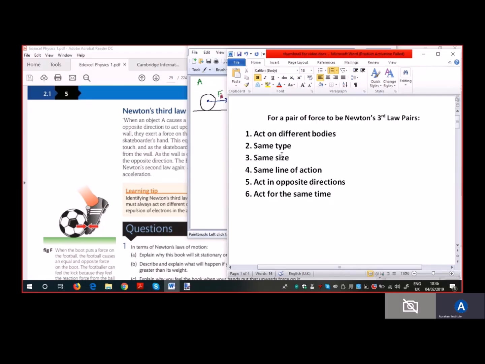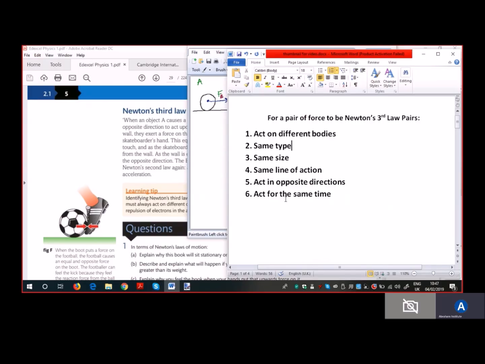Okay, so both are the same type of forces, and they are the same size. The length of the arrow represents the size of the force. So can't the forces be different? No, if it's a Newton's third law pair, they should be the same types of forces. They can't be different types. They have to be the same type. And they have to be the same size.